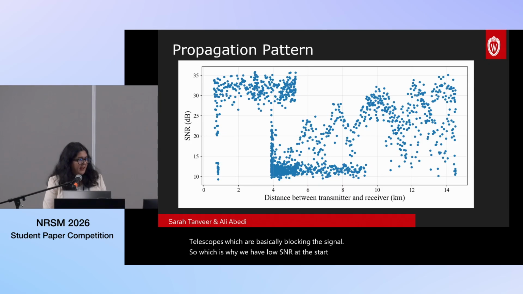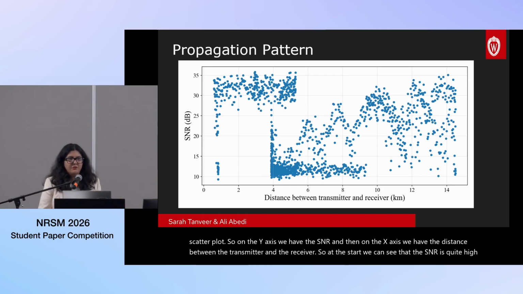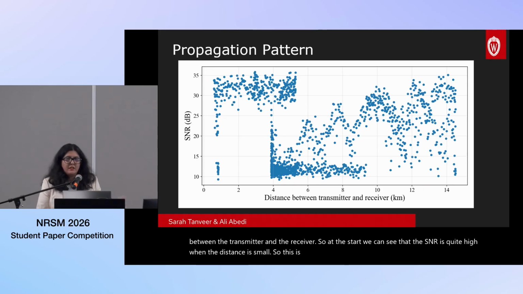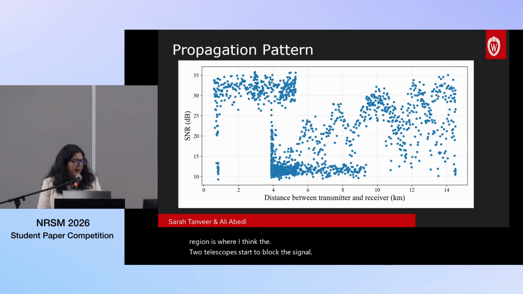And to further analyze this, I have this scatter plot. On the y-axis, we have the SNR, and on the x-axis, we have the distance between the transmitter and the receiver. At the start, we can see that the SNR is quite high when the distance is small, so this is expected. However, then we see a sharp drop, and this region is where I think the telescopes start to block the signal. And then after this, we can see this kind of oscillating effect.